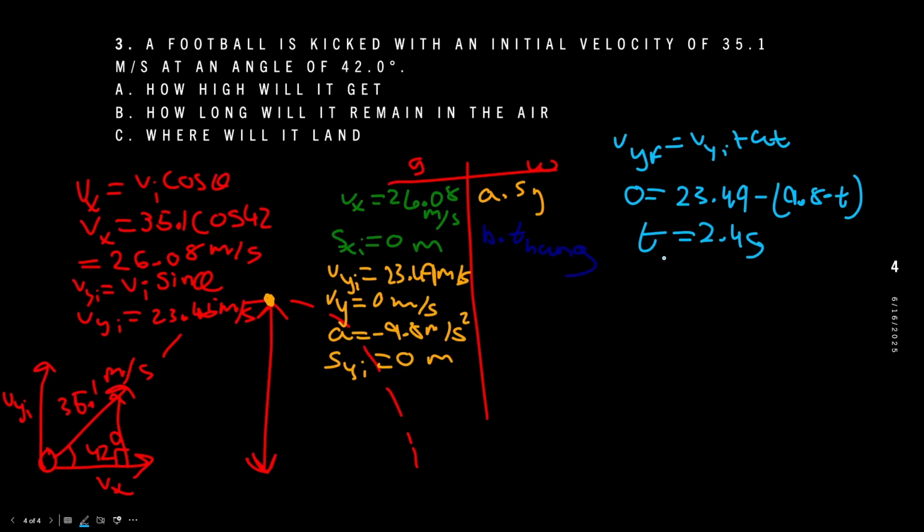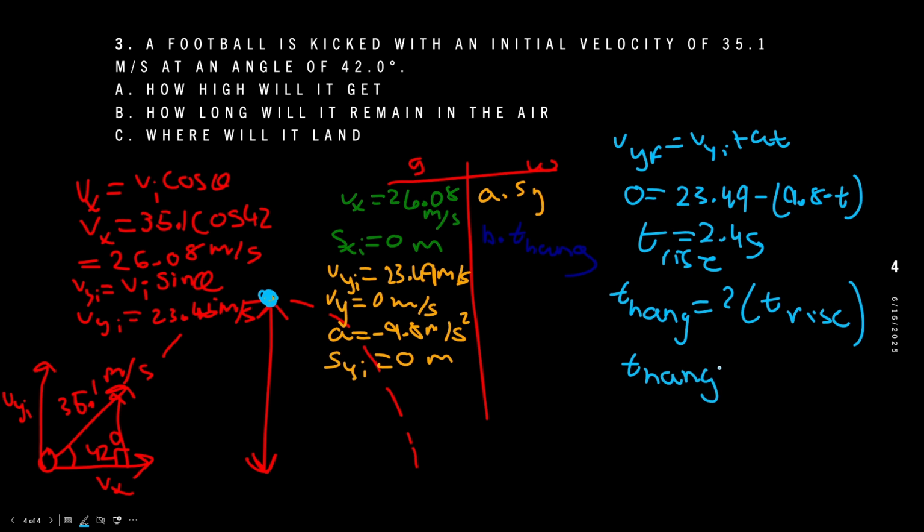But this time is our rise time because we put the final velocity as 0, which means that it's the time that it takes to get till this point. So to find our hang time, it would be 2 times the rise time. So 2 times 2.4, so the hang time equals 4.8 seconds.